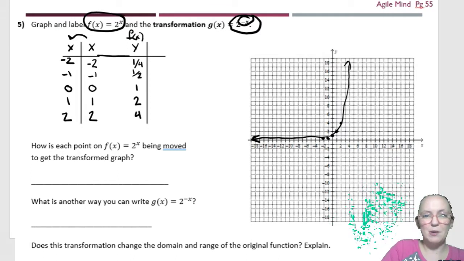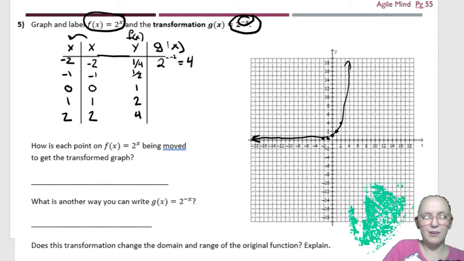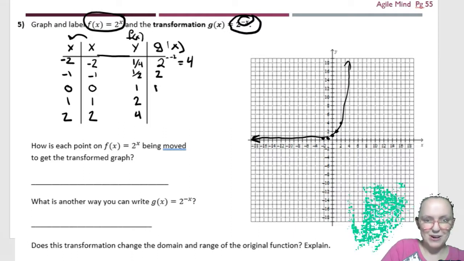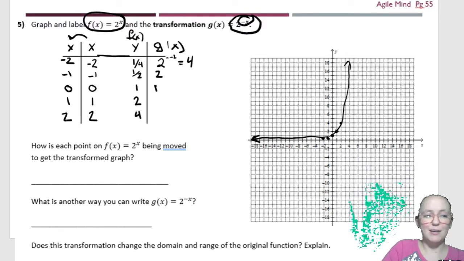But when we evaluate, we're going to switch the sign on the x. So we're really evaluating here for our g of x, the function 2 to the -(-2). Well, a double negative, that becomes 2 squared. So this becomes a +4. Same thing happens here. 2 to the -(-1) becomes 2 to the +1, just 2. 2 to the -0, well, that doesn't change anything. That's still 1. 2 to the -1, well, that's 1 over 2 to the first.